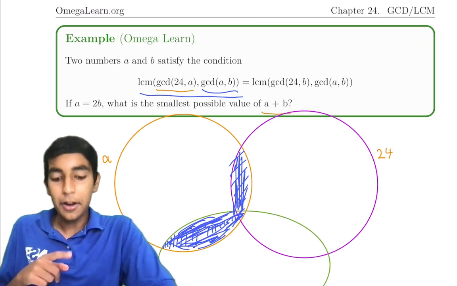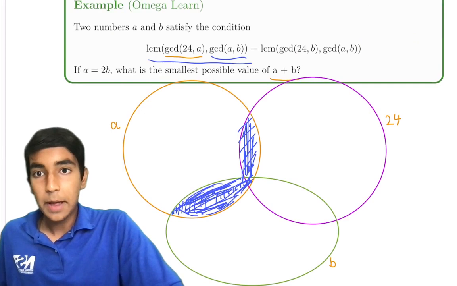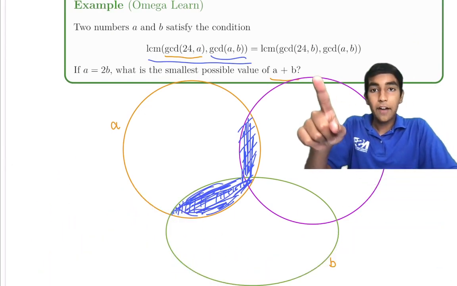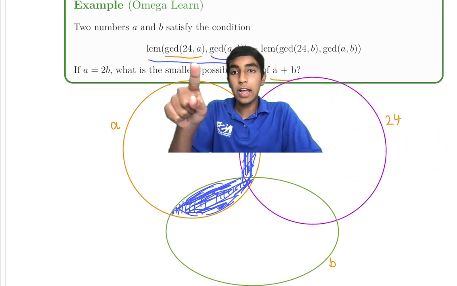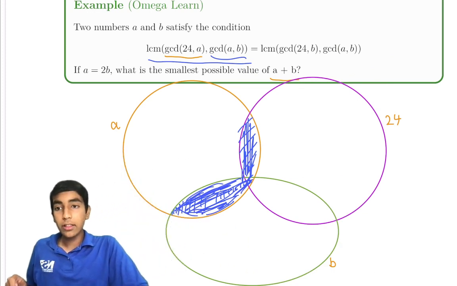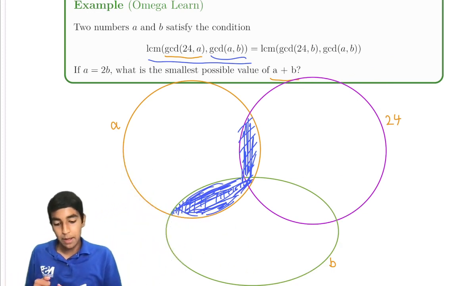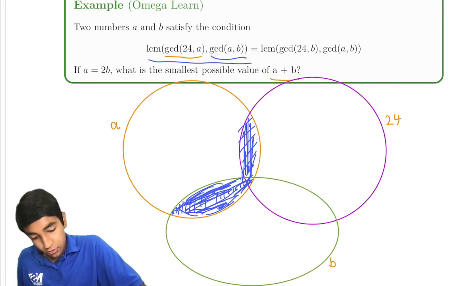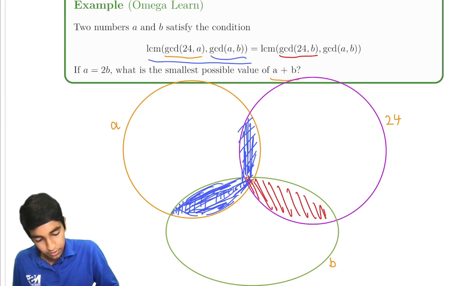The reason it's symmetric is because notice how in the problem it says that over here we have GCD 24b and AB. But for A, it was GCD 24a and AB. So the only thing different is that instead of GCD 24a, it's GCD 24b. So let's just mark this with red. It's the GCD 24b, which is this region here, and GCD AB, which is this region here.